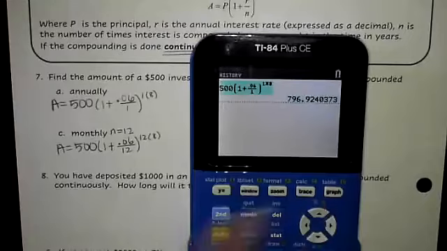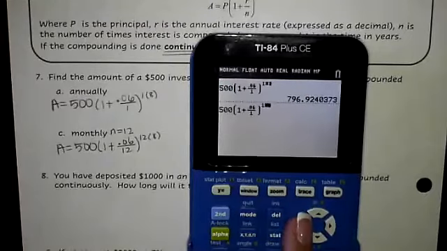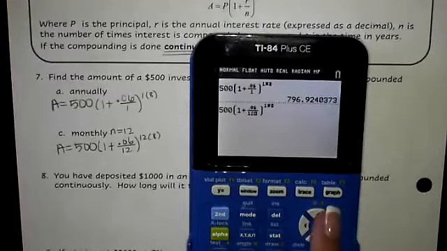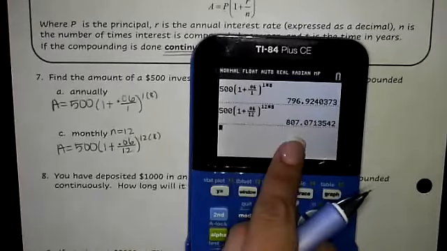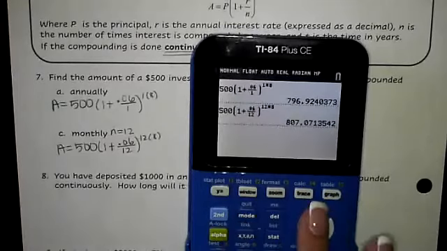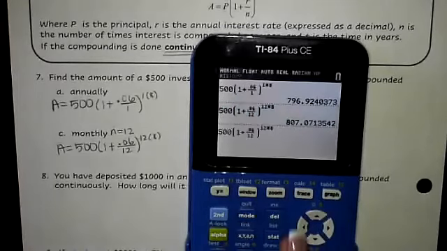Now, here's where I tell you, you don't want to waste time and retype all of that in there. So you can use your arrow key to highlight that. Hit enter. And then the only thing we want to change is that N. So I would do 12 in the place of the N there. And in that case, it went to $807.07. So the more you compound, the more you're going to end up with, because again, you're earning interest on that interest. And then I would do it again for the quarterly one.